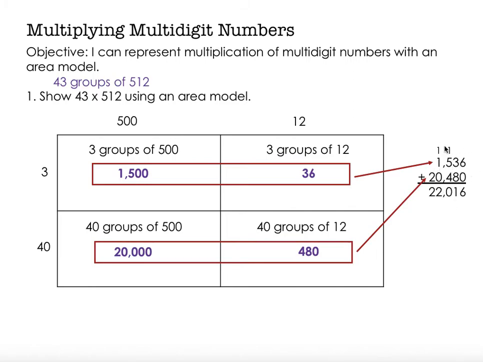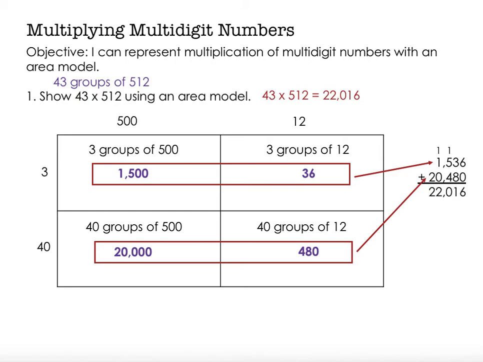So when I add those, I have some regrouping that needs to be done, so I bundled up some numbers and carried them over to the next place value. But that gives me a total of 22,016. So that means 43 times 512 is 22,016. So these are big numbers.